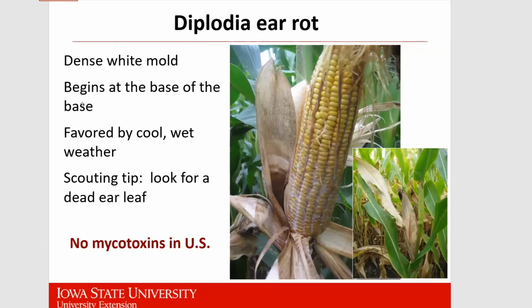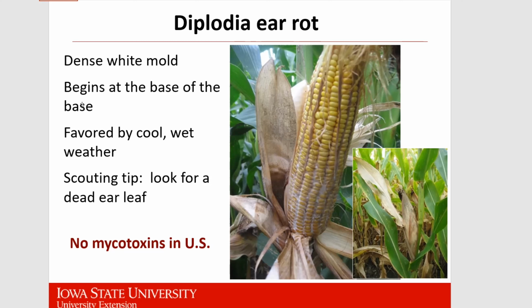And then Diplodia ear rot does not produce any mycotoxins, but just to give it a shout out, it is one of the more common ones we see as well. It can produce, if you look at the photo, that really dense, white, fluffy mycelial growth in between some of the kernels.